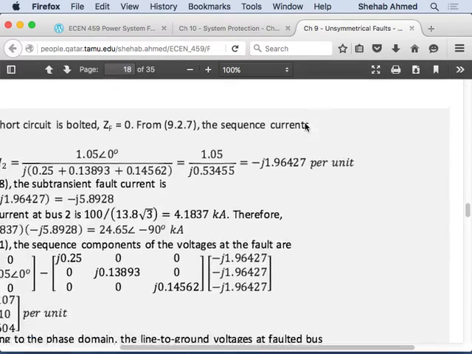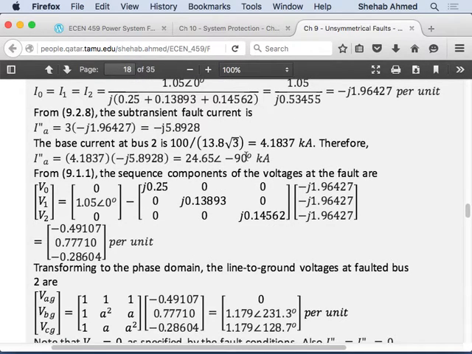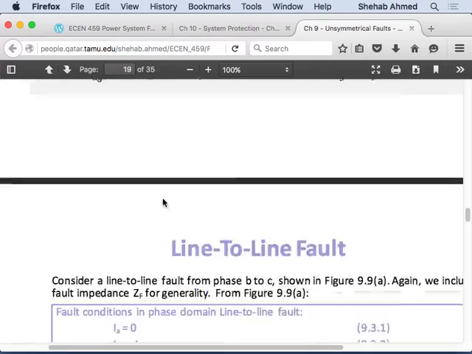So here, V0 is equal to the negative of the sequence current. The sequence current was what? Here, minus J 1.9 and so on, right? So it's the negative of the sequence current multiplied by the sequence impedance, because you have to maintain the polarities. It's okay?